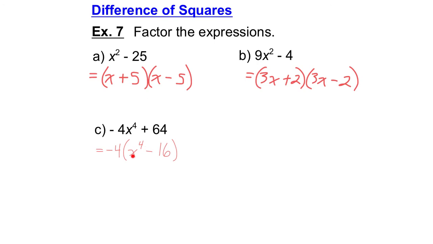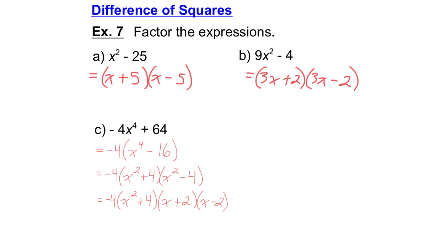What about this? X to the exponent 4 is a square number because it's x squared times x squared. So x squared is the square root of x to the 4. Anytime you have an even number in your exponent on your variable, that is a square number. Okay, so x to the exponent 4 minus 16 is a difference of squares, so it factors to x squared plus 4 times x squared minus 4. Now, be careful. This is a difference of squares. So I can factor this even further. Because x squared minus 4 is just x plus 2 times x minus 2.